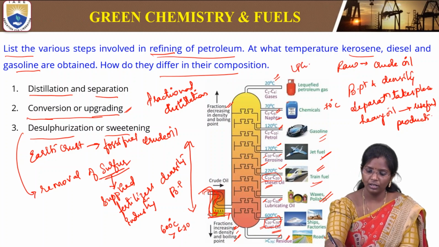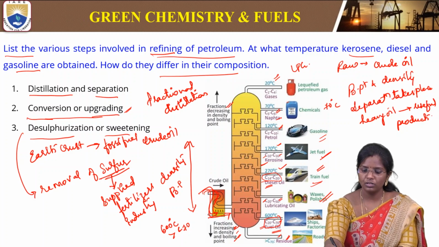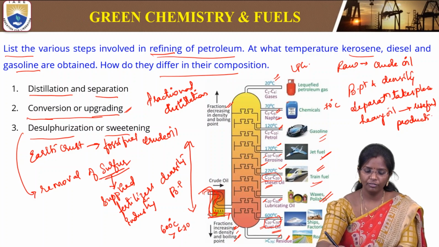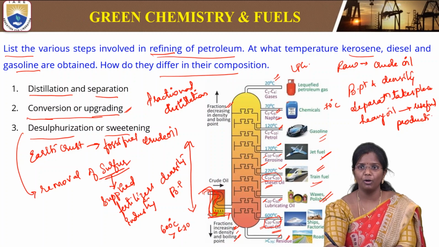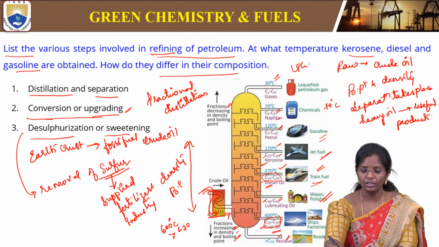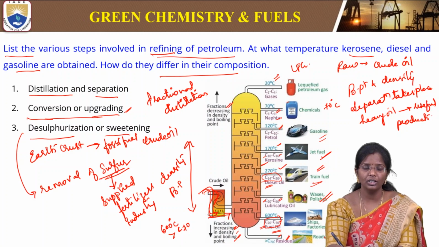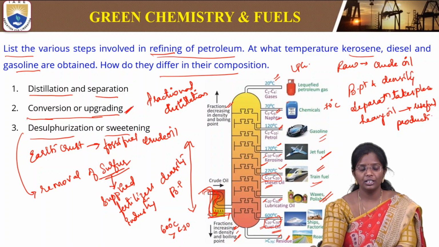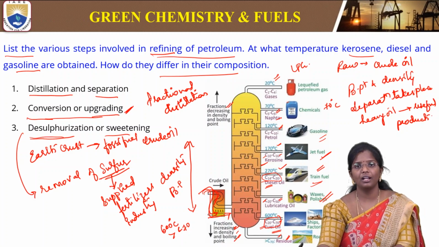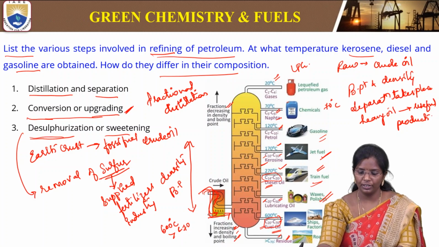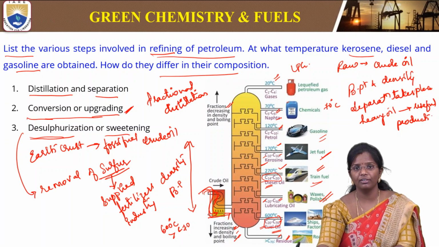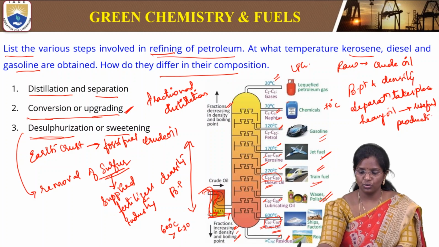So if you see, the boiling point is decreasing and also the density will increase. So this is how many fractions or components are formed from this process, and the distillation used is nothing but the fractional distillation. And we have three different steps: distillation and separation, then conversion or upgradation, so that we can use it for the applications. Then desulfurization, removal of sulfur, and use it for any of the applications. So that is how we need to explain how the distillation or refining technique is used to obtain petroleum.